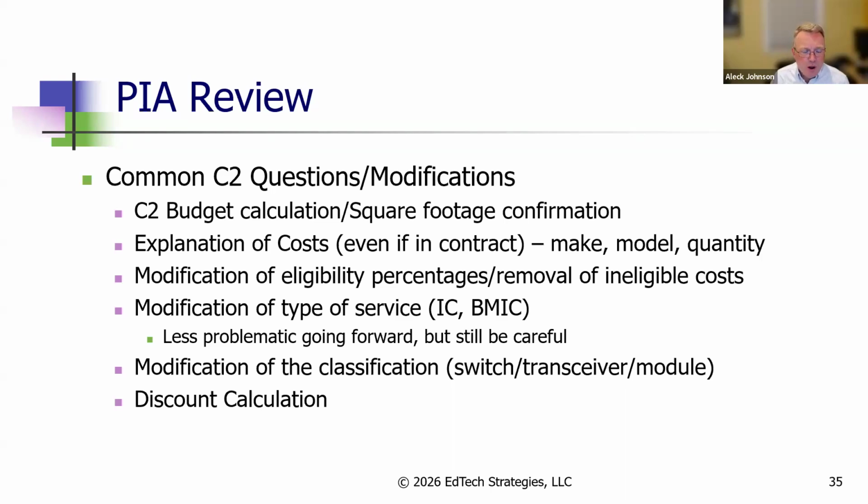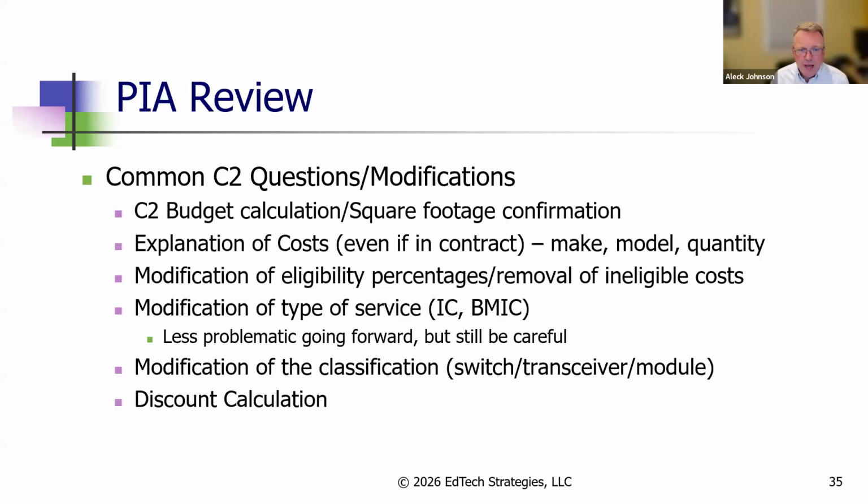They'll also ask frequently for an explanation of the costs included in your application, things like the make and model and quantity of items that you're purchasing, even if all of this is included in your contract in exquisite detail. Part of that is that they often don't bother to look at the contract ahead of time. Other times, it's that they misinterpret information in the contract. So please be sure that you can explain the costs that you have. And oftentimes you can just refer them to the contract document when you do that.